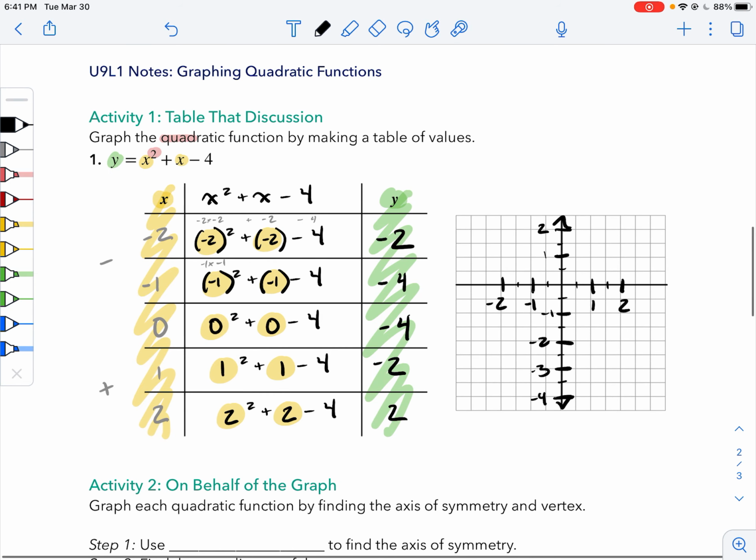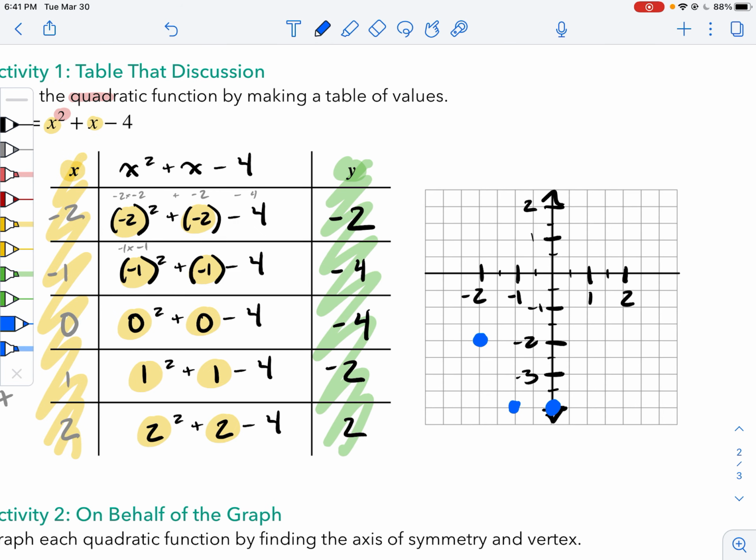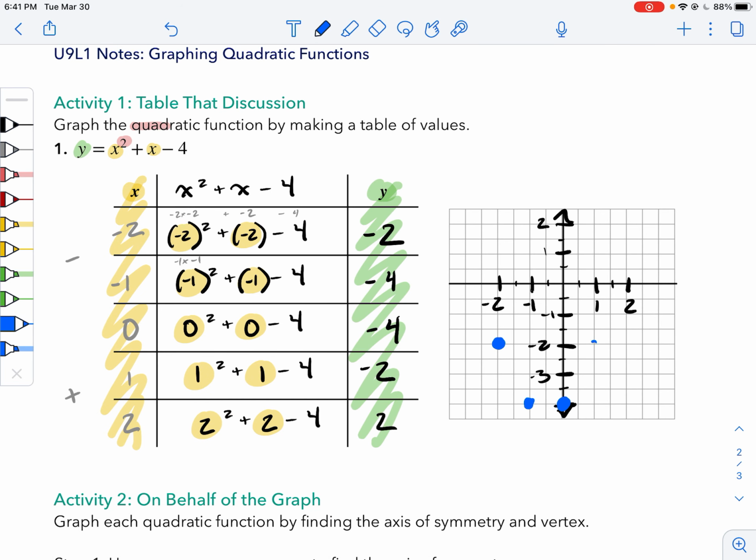Now we have our points. We have negative 2, negative 2. Okay, cool. I'm going to get it blue so it stands out. So over negative 2, down 2. And then I have negative 1, negative 4. So go over negative 1, down 4. And then I have 0, negative 4. So put a point right there. In fact, this is going to get kind of messy, so I'm going to erase that so it looks better. And then we've got over 1, down 2, and over 2, up 2.